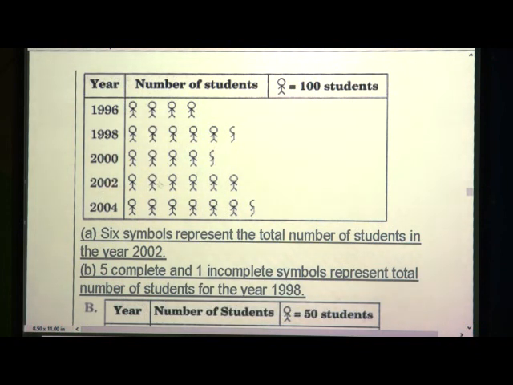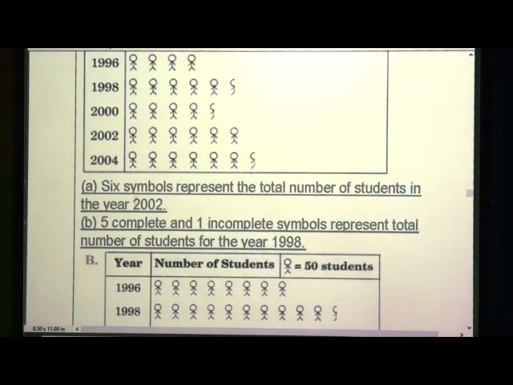Then in 2002 we have 600 students, so we have drawn 6 symbols. In 2004 we have 650, so again we need to represent half. Then, questions now.